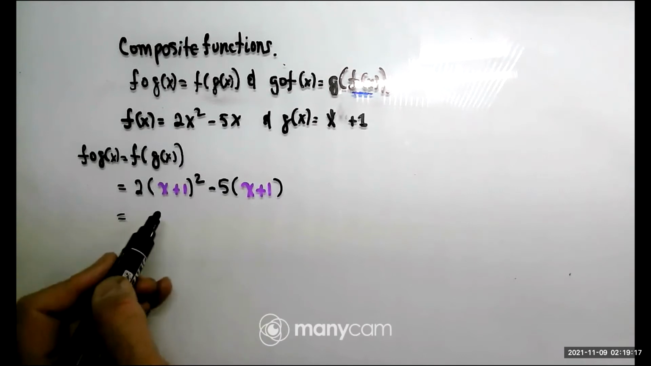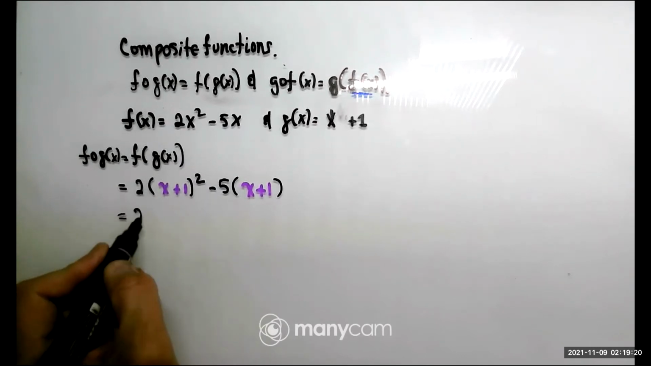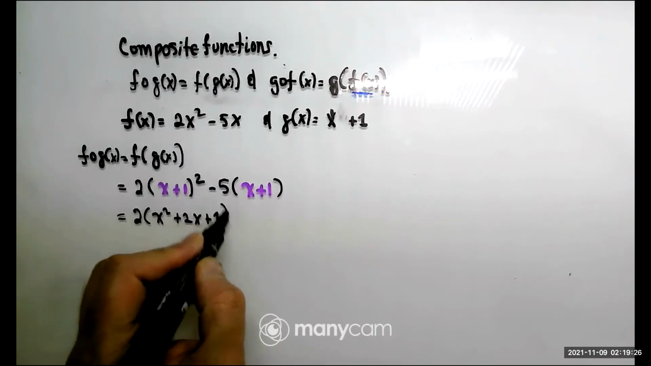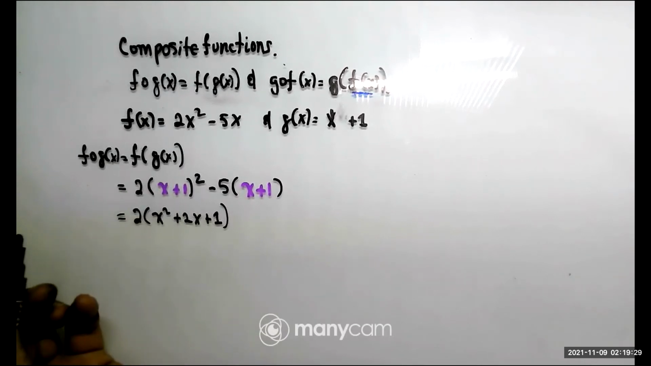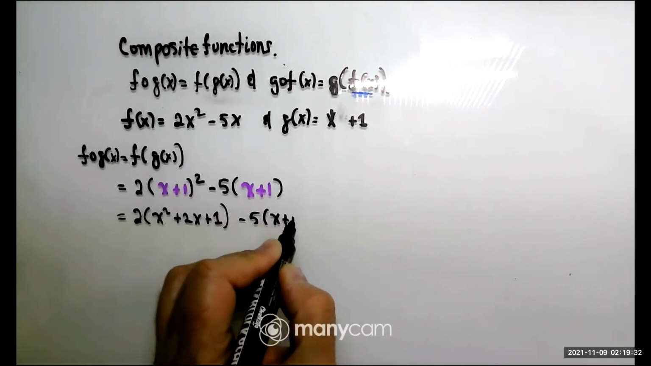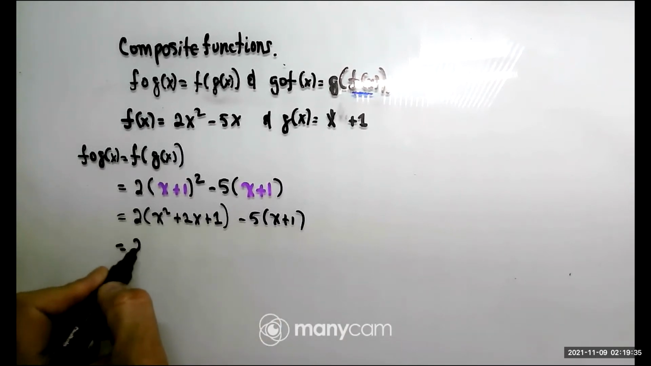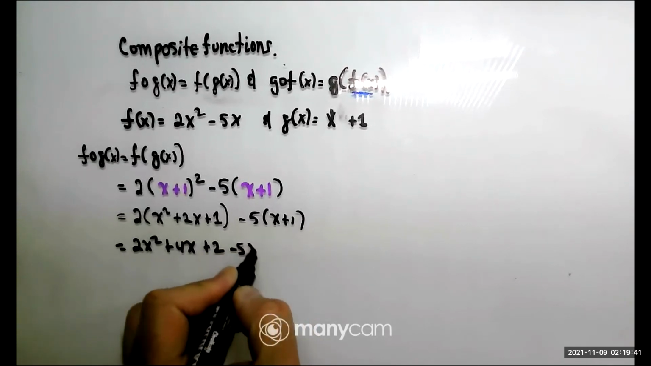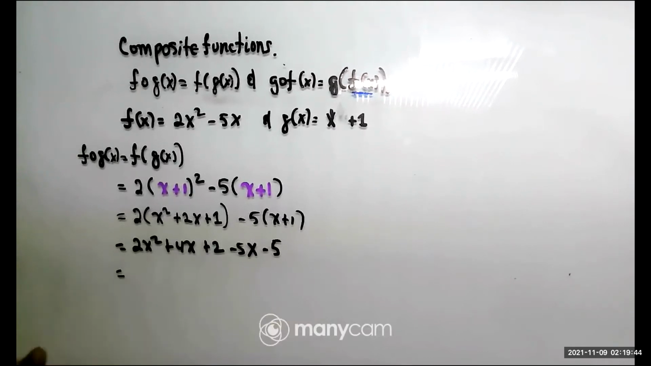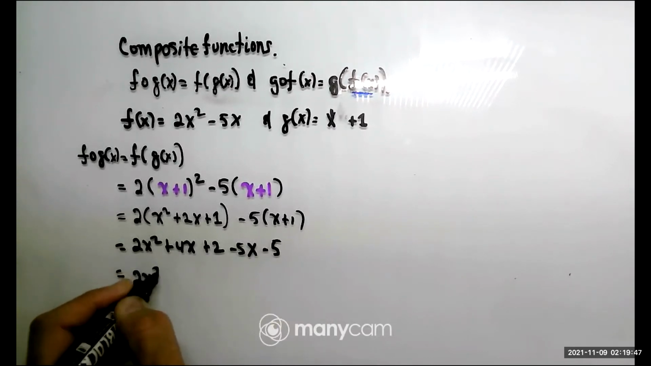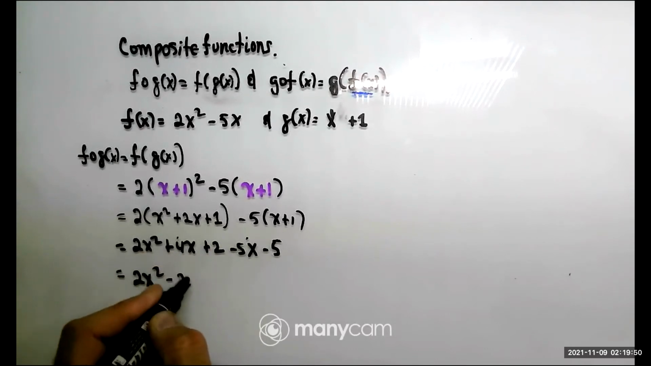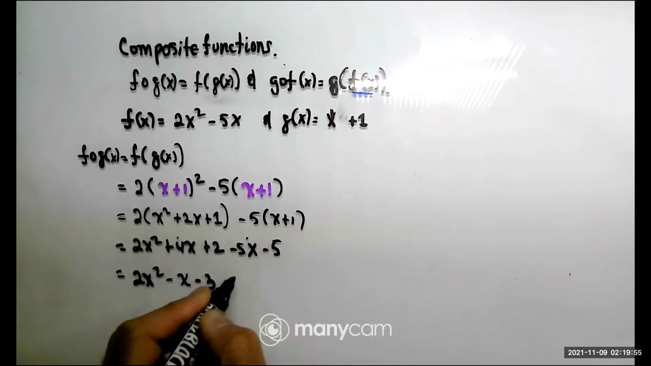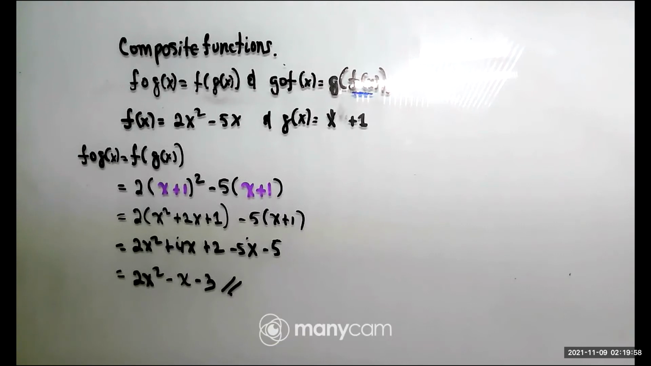Given that, due to PEMDAS, the exponent goes first, it is going to be 2 times x squared plus 2x plus 1, when I fold x plus 1 times x plus 1, minus 5 times x plus 1. So now I have multiplied by 2 to get 2x squared plus 4x plus 2 minus 5x minus 5. Now we just simply combine like terms. 2x squared, 4 minus 5 is minus 1x, plus 2 minus 5 is negative 3, and we are done. That's it, don't do anything else.